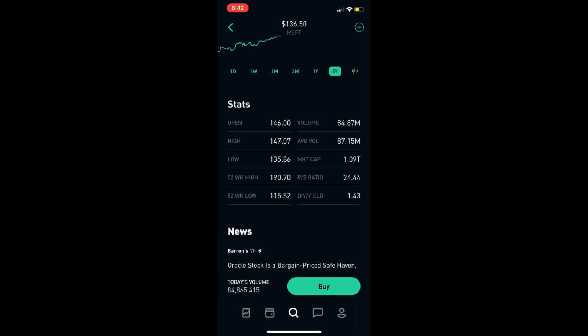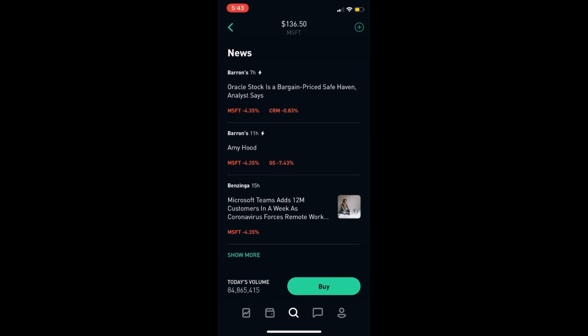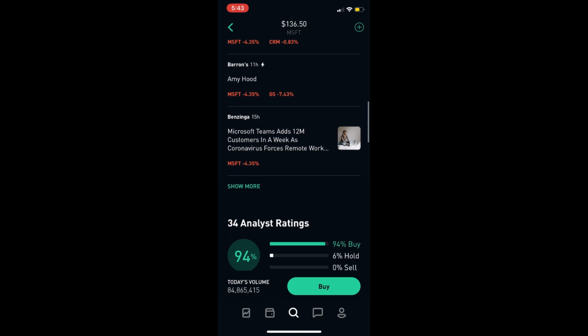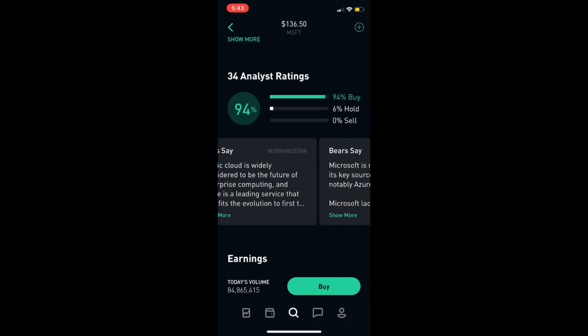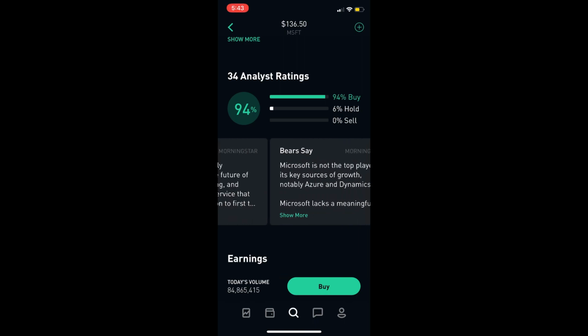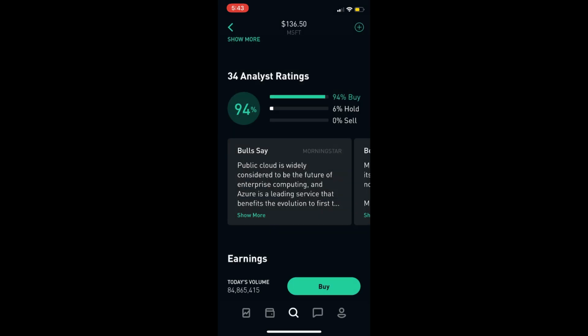the company is. And if you scroll down, you can see that they have more news articles more related to the stock itself. And then if you scroll down even more, you can see that it has analyst ratings. So Microsoft has a very good buy rating of 94% and a 6% hold rating. And then it also has a bull thesis along with a bear thesis by Morningstar, and you can just click show more to read the whole thesis. And it's pretty interesting.